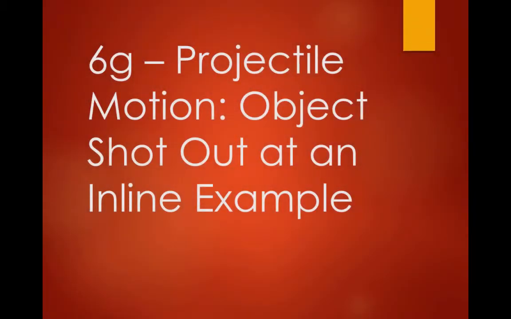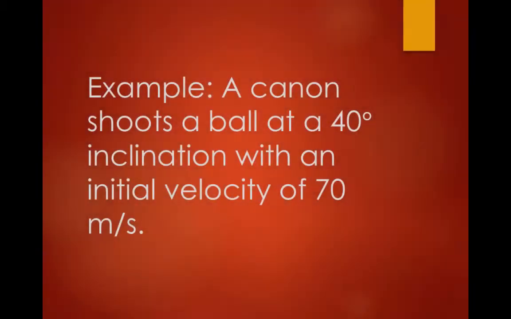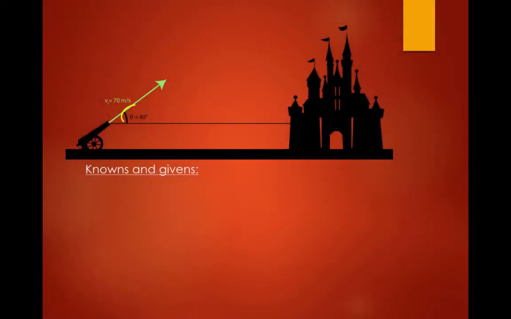Lesson 6G, projectile motion, object shot out at an inclined angle. Our example is from last lesson. A cannonball shot out at an angle of 40 degrees with an initial velocity of 70 meters per second. Here is the image labeled with its angle and initial velocity. We can list our givens, the velocity initial and the angle theta. Our known is the acceleration due to gravity being negative 9.8 meters per second squared.